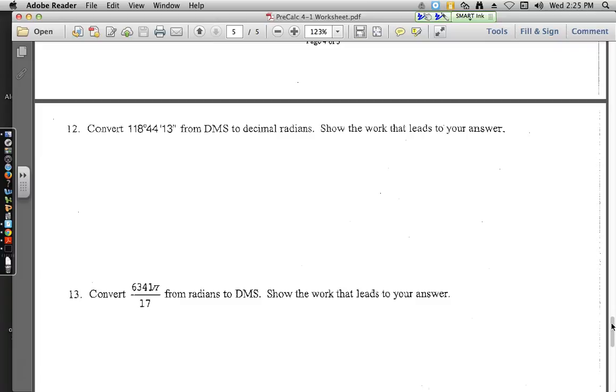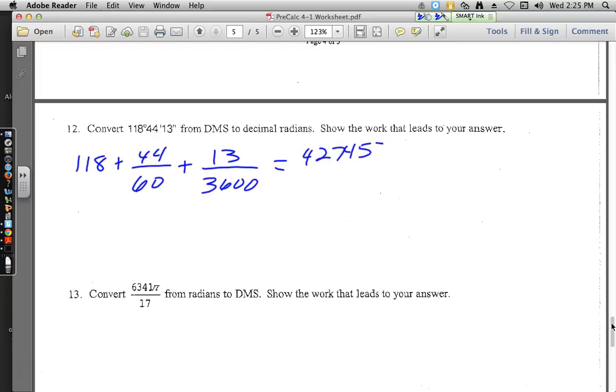change it into radians. So we have 118 plus 44 over 60 plus 13 over 3,600. And that comes from the fact that there are 60 minutes in a degree, and then there are 60 seconds in a minute. So that means that 60 times 60 gives us 3,600 for the amount that we would need there for seconds. And that would be 427,453 over 3,600.